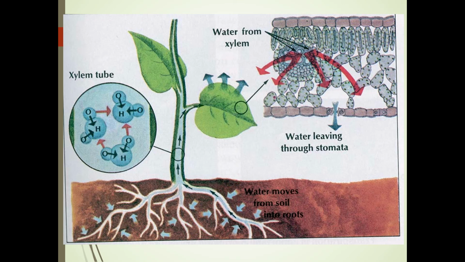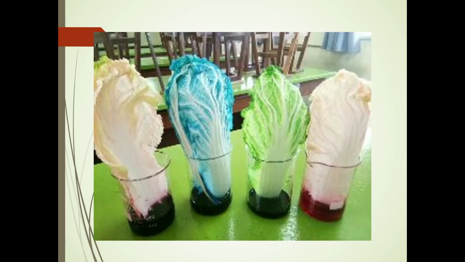So this one I already explained: how does the water leave through the stoma, and how does water move from the roots to the leaf? This is actually the experiment to prove that the plants absorb the water. So in this one they have a different color of water.